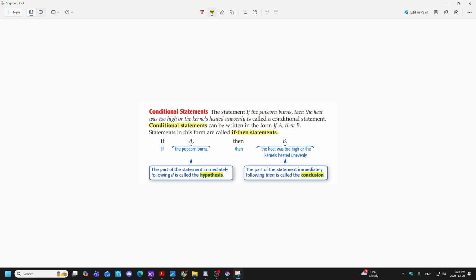Again, that was just an example, right? Conditional statements can be written in the form if A, then B. Statements in this form are called if-then statements. Oh, yeah, reminds me of coding. Okay, if A, the part of the statement immediately following if is called the hypothesis, then the part of the statement immediately following then is called the conclusion. Okay.